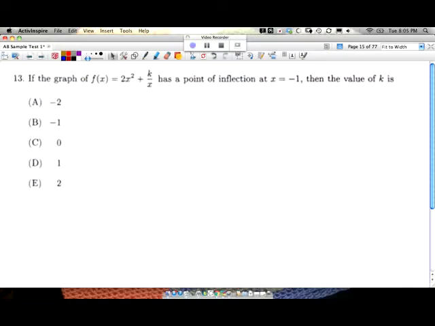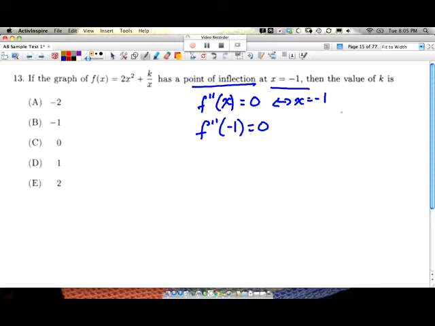Let's read. We see that it says points of inflection at x equals -1. So what does that mean? That means that f double prime either equals 0 or does not exist when x equals -1. In other words, f double prime of -1 equals 0. So all we really got to do is take the second derivative, plug in -1, set it equal to 0, and then see what happens.